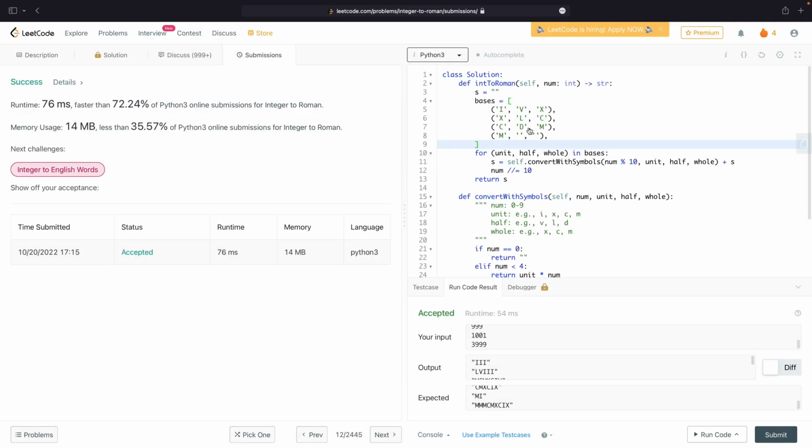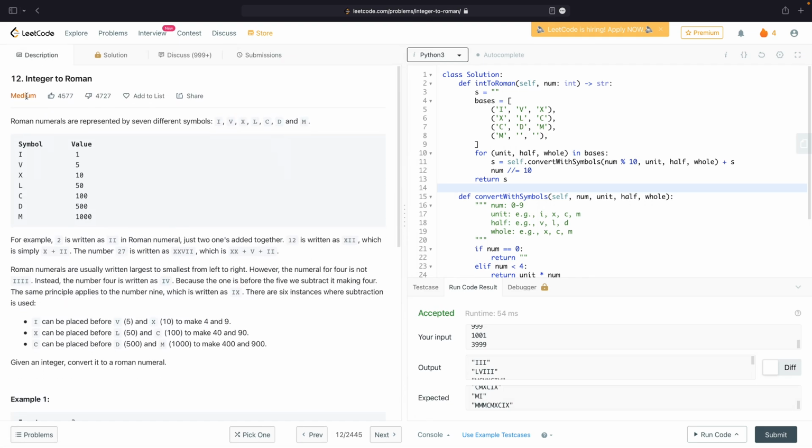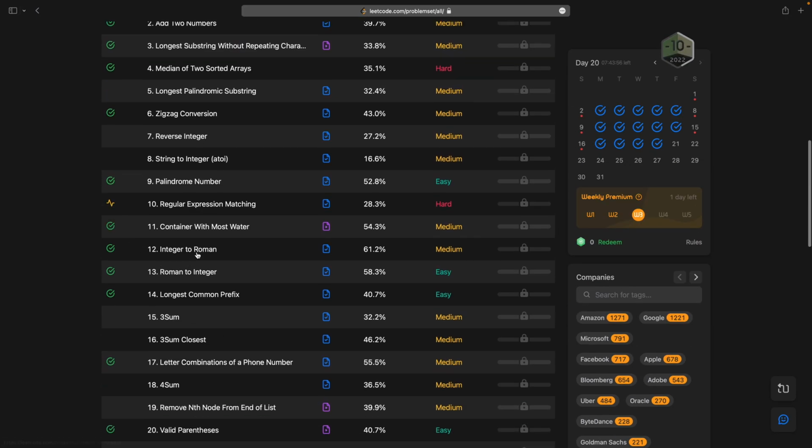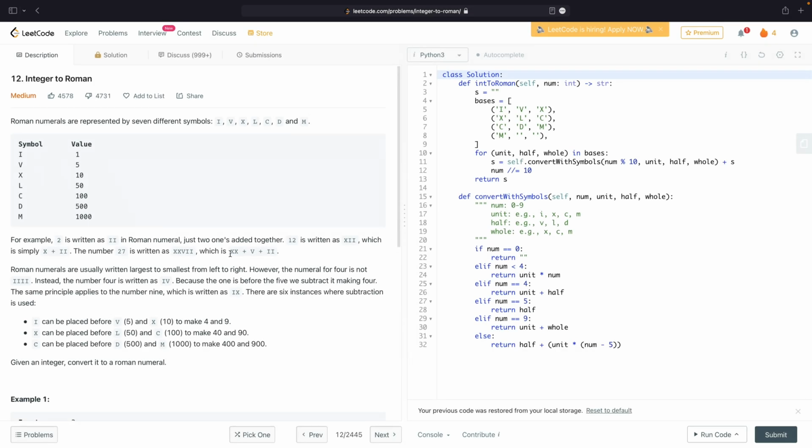Excellent. Not too bad. Definitely harder than going the other way. It's much easier to take a Roman numeral and convert that into an integer than it is to take an integer and convert that into a numeral. In fact, this one is a medium, whereas if we go, I think it's down here, Roman to integer, that one's the easy problem. Yeah, so this is the harder problem. Fantastic, I didn't lose all my work.